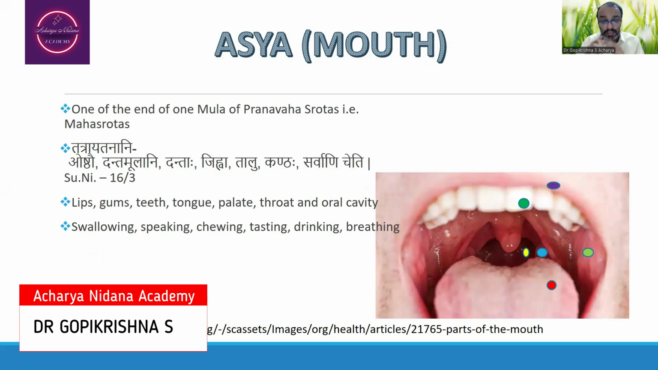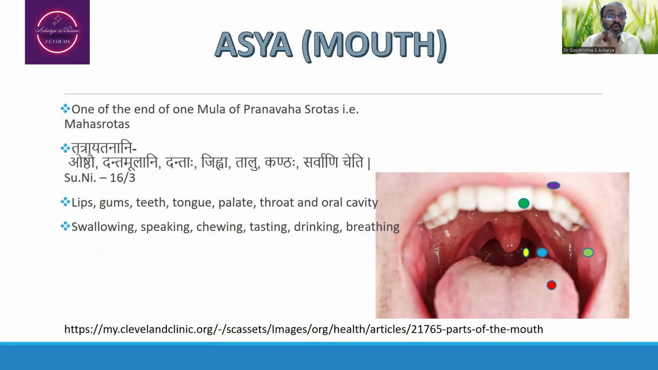In this aspect, we are going to look into the significance of Asya, or mouth. Asya is considered to be one end of the Mahasrotas. Mahasrotas is the channel present between the mouth and the anus, which is also termed Koshtha, or Abhyantara Roga Marga. Asya, or mouth, is present on one end of this Mahasrotas.